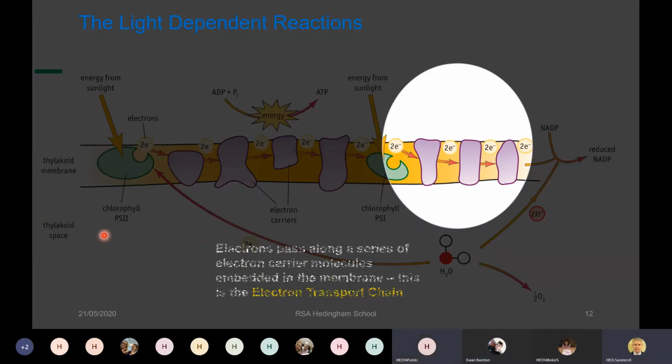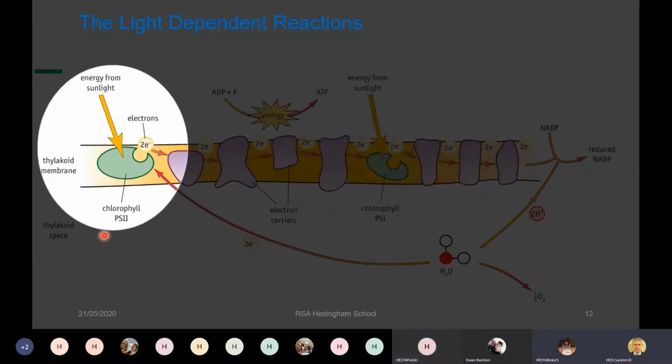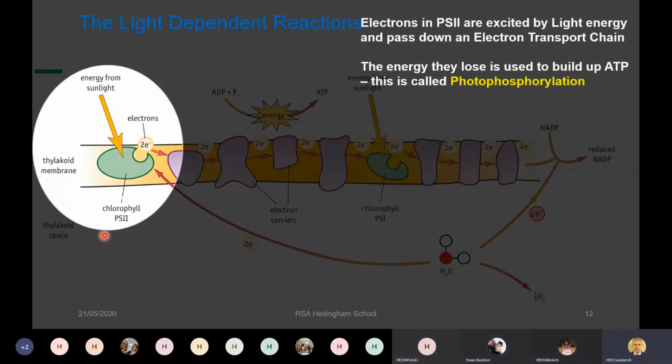No. Next step is what's happened: the chlorophyll molecule in PS1 has lost electrons. So the electrons from PS2, a similar thing happens. They're excited by light, and they pass down the electron transport chain.